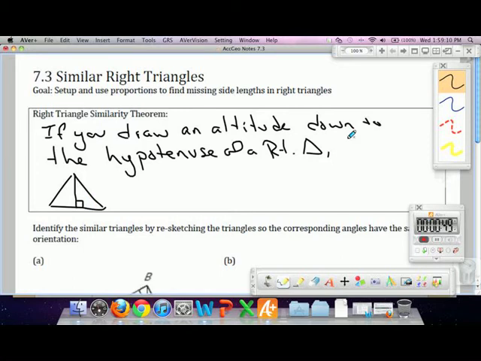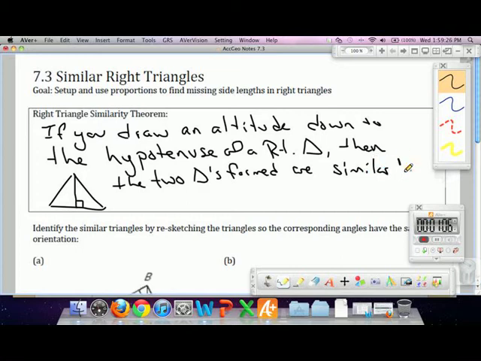Then the two triangles formed are similar to each other and to the original triangle.